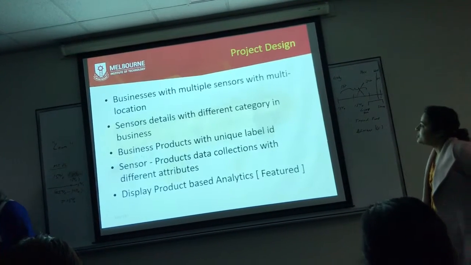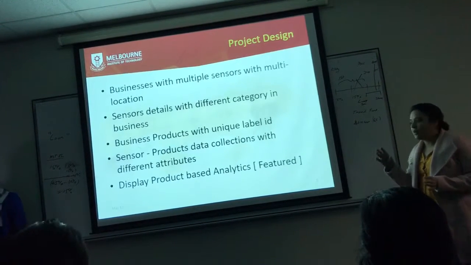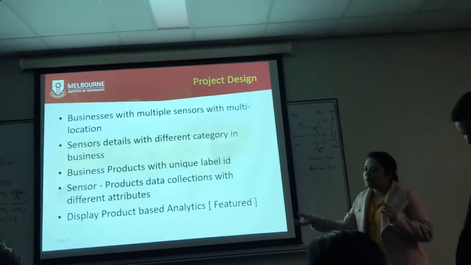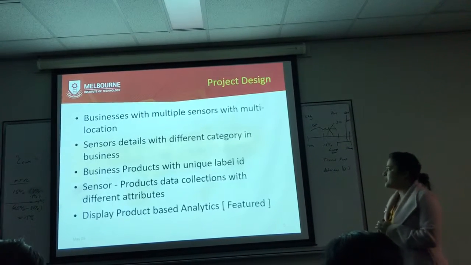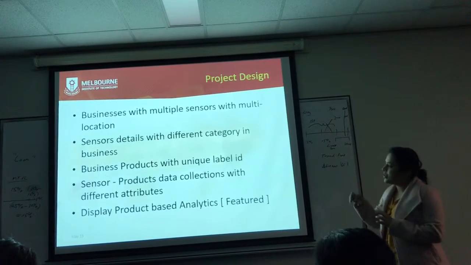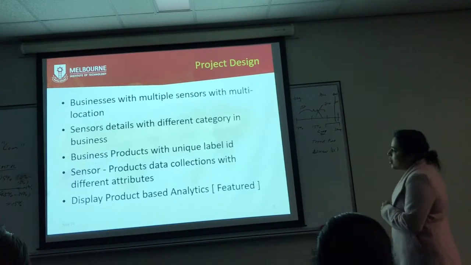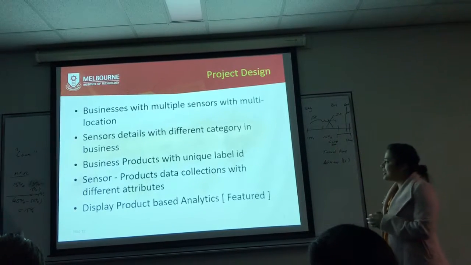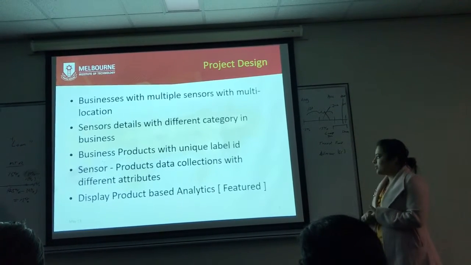Project design: businesses with multiple sensors at multiple locations, which means that all the products will have their particular sensors, and the same sensor will be used from the farm to the market till it's sold. Sensor details with different categories in different businesses, which means that the sensor data will be used from the very beginning and will be there till the end. Business products with a unique label ID, which means each product will have a very unique ID from the very beginning till its end, and it will not be used in any other products.